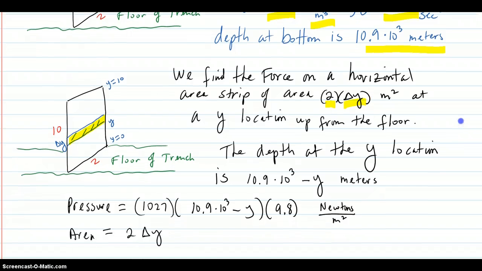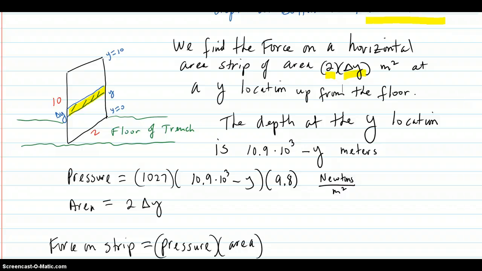Okay, so we need to know the depth at the y location right here. The depth at the y location would be all the way to the bottom minus the y coming back up, as long as we're counting this way, with y equals 0 on the floor to y equals 10. You could do it the opposite way.